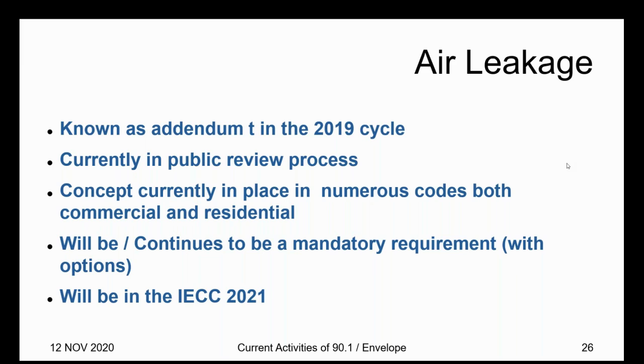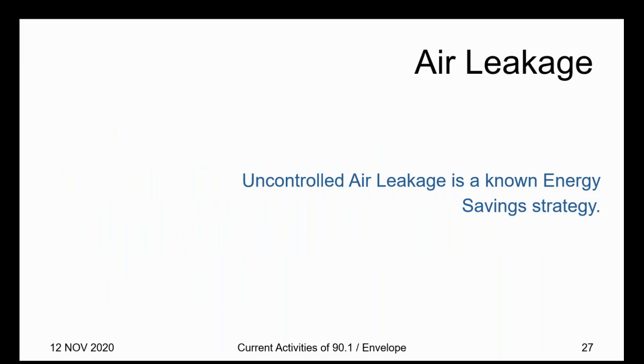I should mention that a version of thermal bridging is also in the IECC as well. It's just formatted a little bit different than in 90.1. So, next slide on air leakage. The reason for this is that we know that uncontrolled air leakage is an energy loser in most climates.